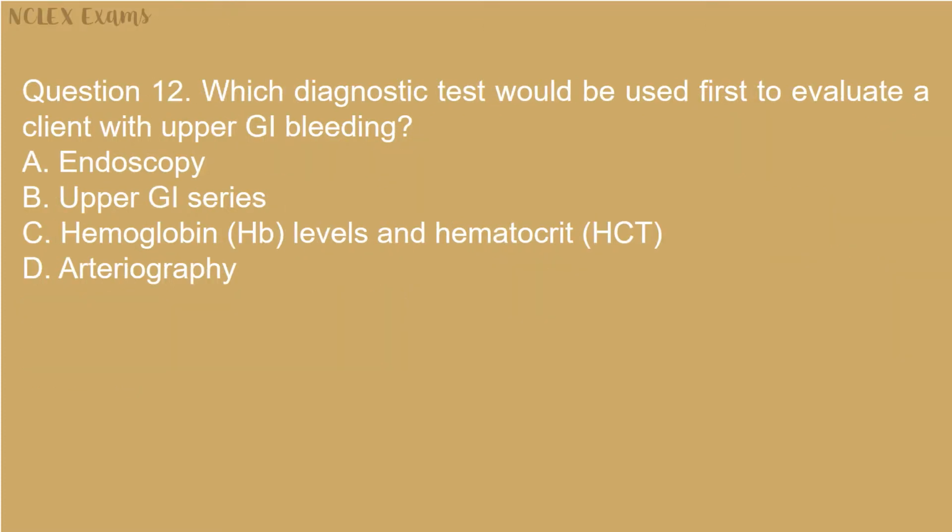Question 12. Which diagnostic test would be used first to evaluate a client with upper GI bleeding? A. Endoscopy. B. Upper GI series. C. Hemoglobin (Hb) levels and hematocrit (HCT). D. Arteriography.